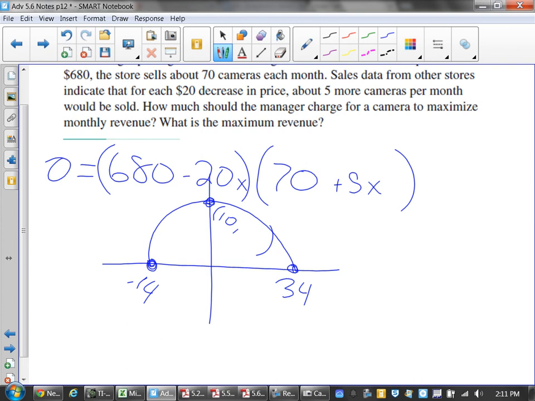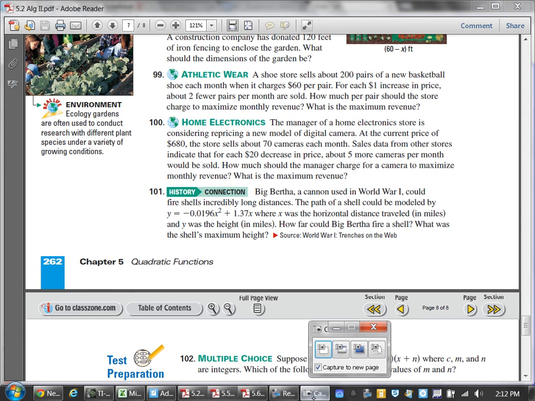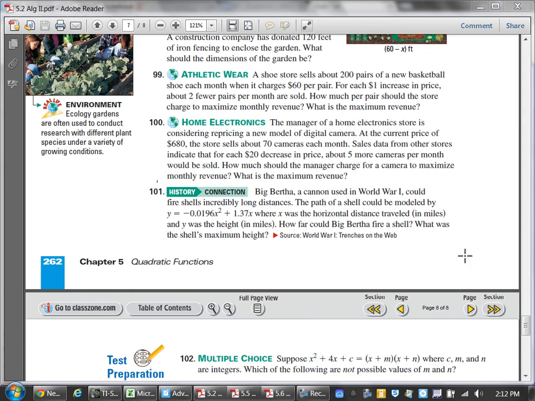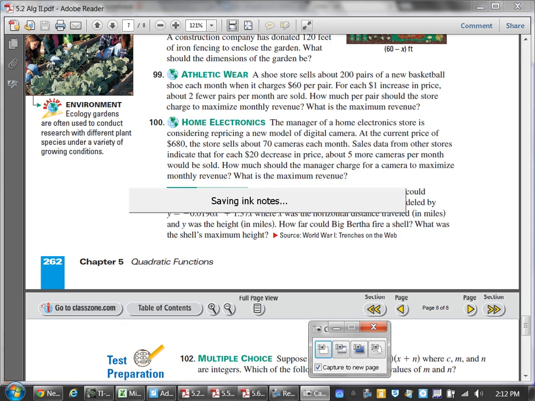When you have crummy numbers like the next one with the Big Bertha cannon, you want to do something a little bit different. You're going to want to look at your curve and see if you can find it in your calculator, because it becomes a little bit easier to identify what's going on. Okay? So if I look at the Big Bertha problem, they're giving you the model to start with.